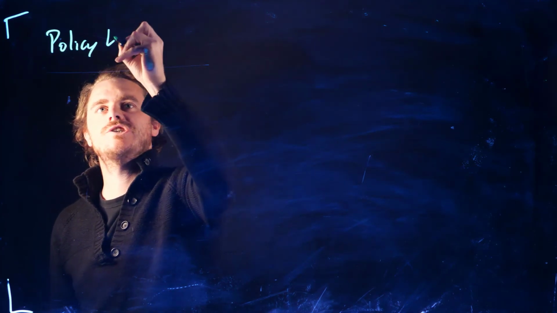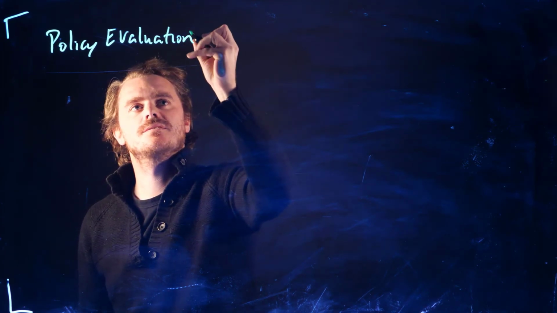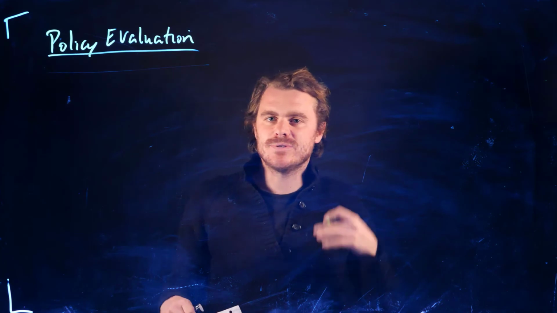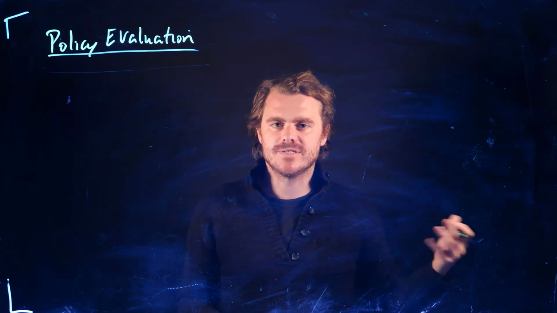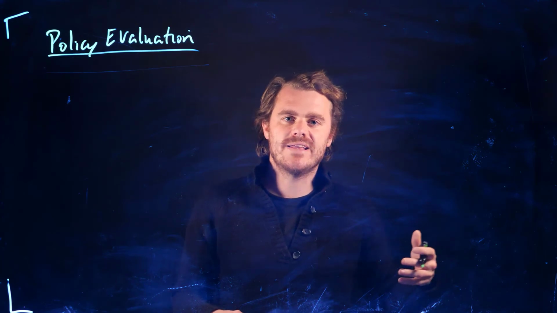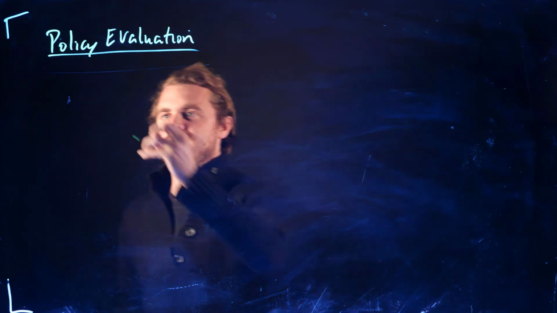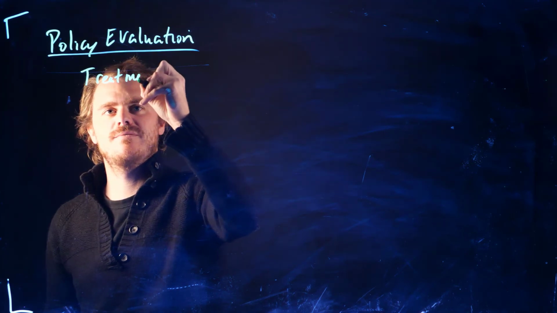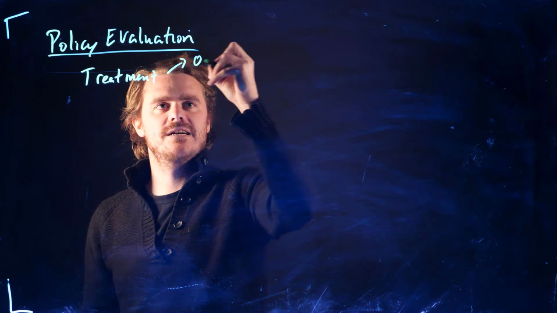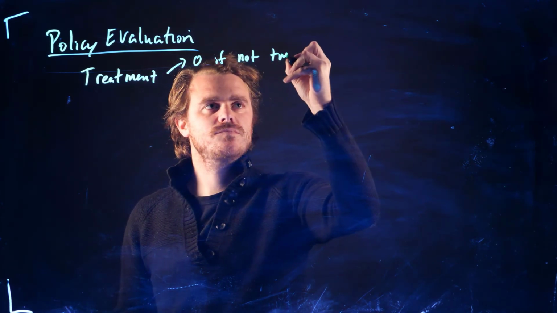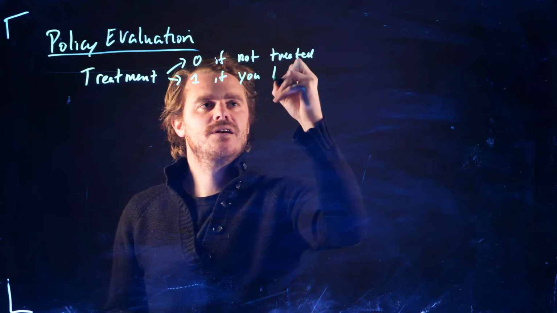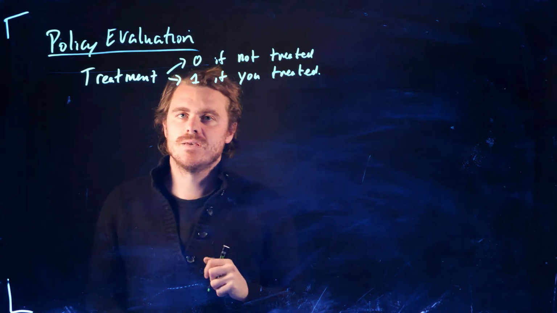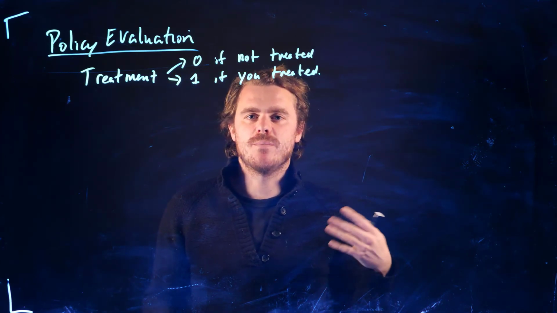So the final topic for this module is going to be going back to policy evaluation. We saw part of this way back in chapter 2, where we talked about how we can use these binary variables that we first introduced as a way to do policy evaluation, where we can think of some treatment variable. It equals 0 if you didn't get treated, or you didn't get this policy applied to you, and 1 if you were treated. We talked about how this was one way to think about how to measure the effect of some policy.